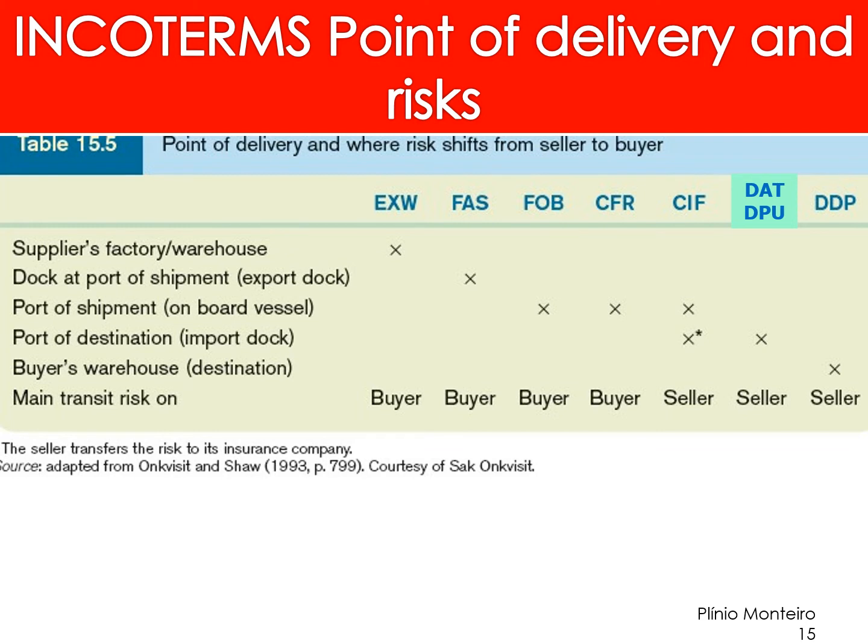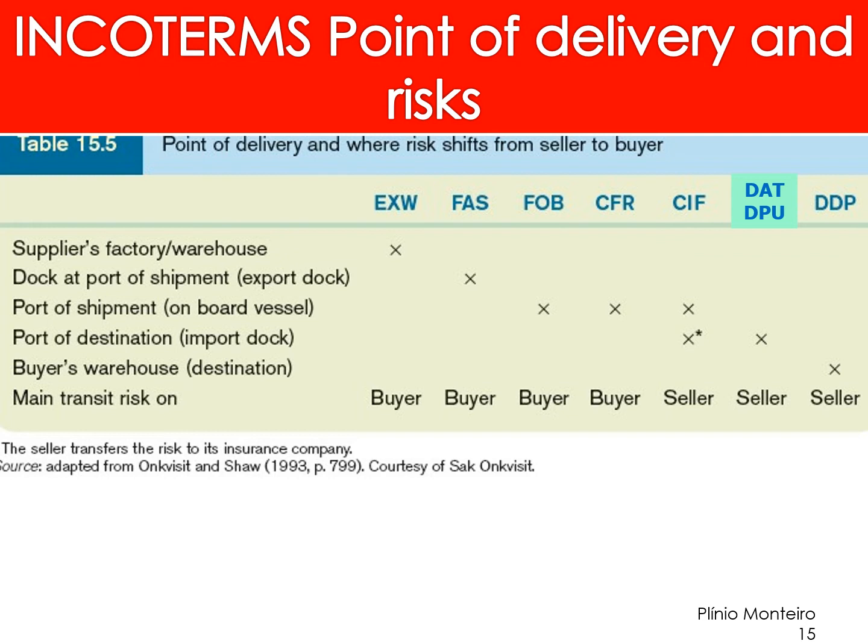This table represents a summary of the risk transference between buyer and the seller using different Incoterms. And for example, in the Ex Works, we have the transference from the seller to the buyer inside the supplier's factory or warehouse. In that case, the main transit risk is under the responsibility of the buyer.